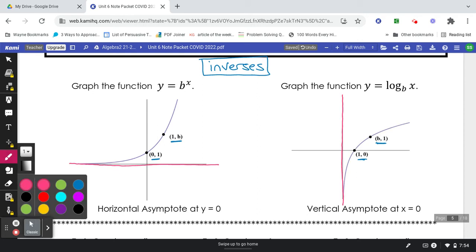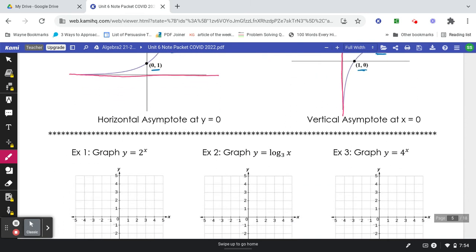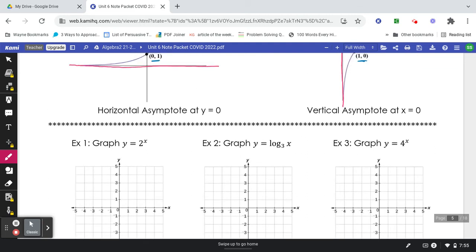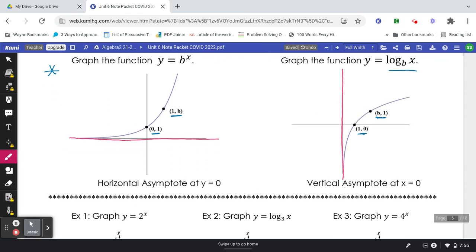All right, let's talk about how to graph these then if we actually put numbers in here, because notice both of these just have a b for the base. So example number 1 says graph y equals 2 to the x. So first we decide which one we're graphing. So we're going to graph one that looks like this, right? 2 to the x. I don't see the word log in this problem, so I'm not going to do that.